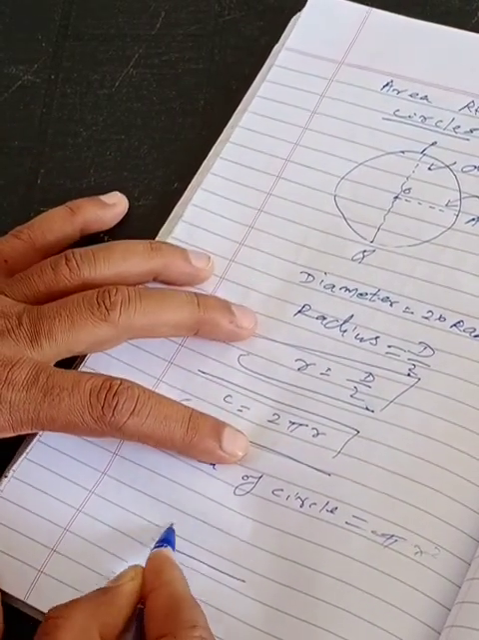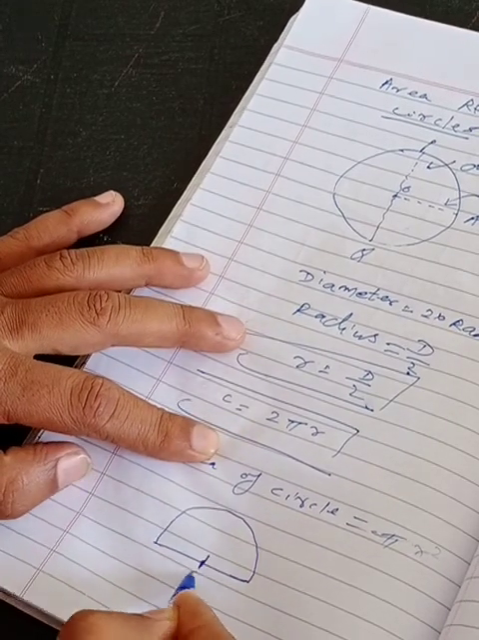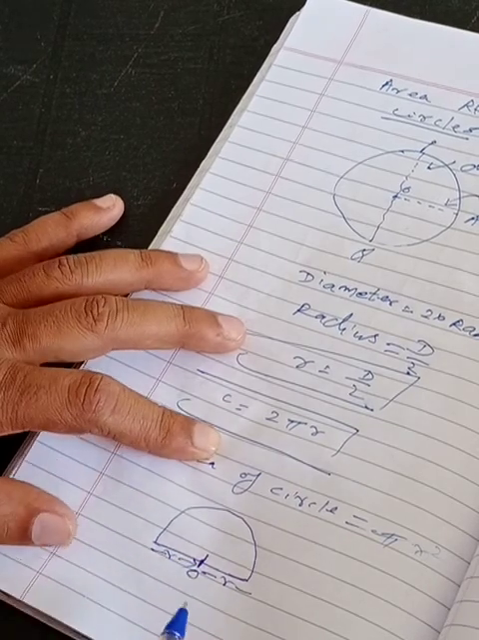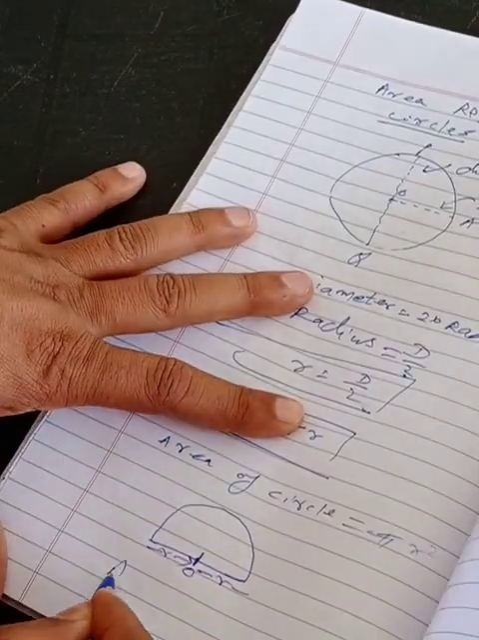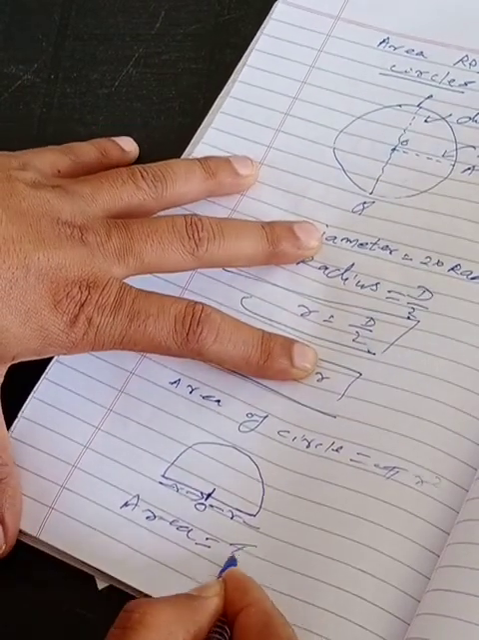If the figure is like this, it is a semicircle, all of you. Here is the radius, and here is the center. So if you want to find the area of this circle, it will be pi r square upon 2, because this is half of a circle.